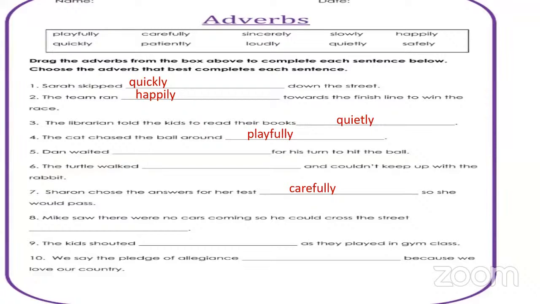Next one. The cat chased the ball around playfully. Right? Playfully. Normally cats play with the balls, right?